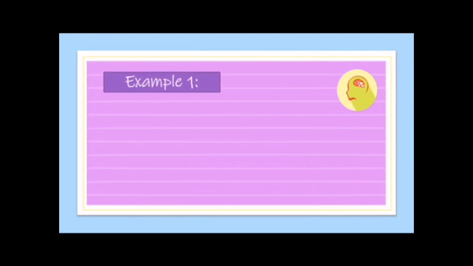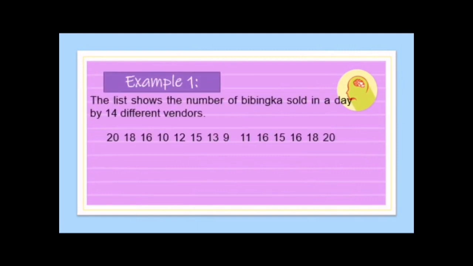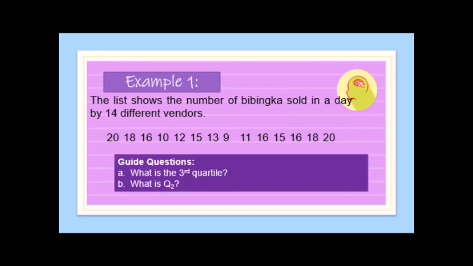Now, let's take this example number 1. The list shows the number of bibingka sold in a day by 14 different vendors. So that will be the number of bibingka being sold in a day by 14 different vendors. Let's have this one, the guided question. What is the third quartile? And what is the second quartile or the Q sub 2?